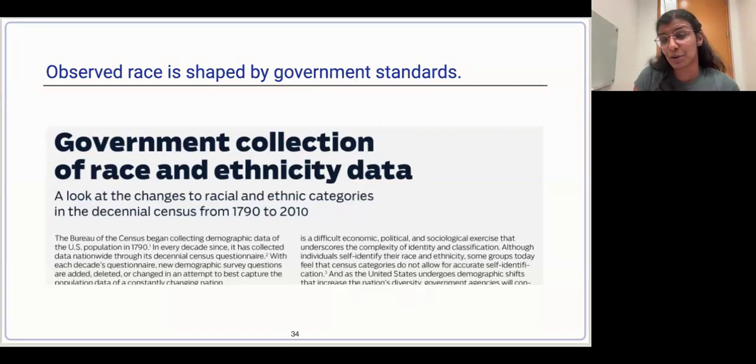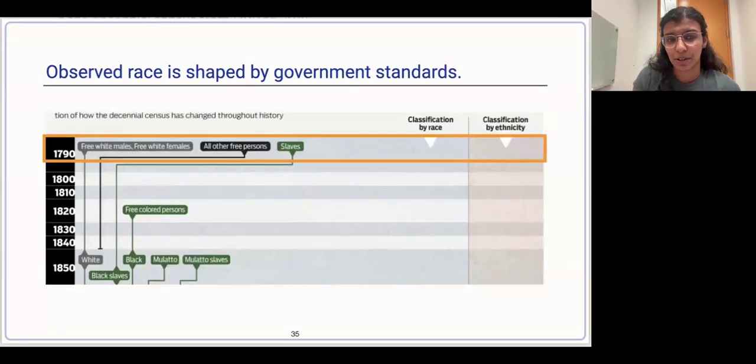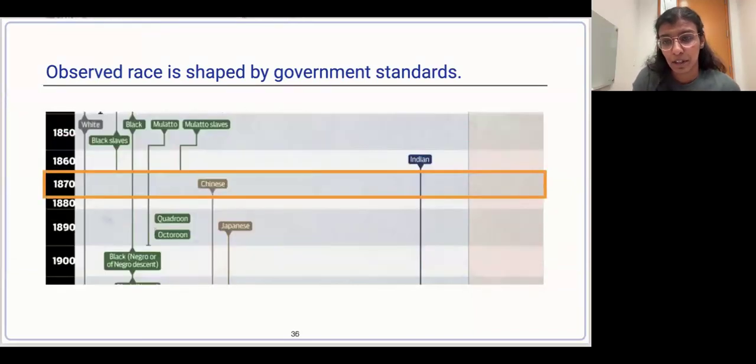And these categories are often designed to reflect current economic and social values. So race categories in their first instantiation reflected the economic interests of tracking slaves and free people. If you jump forward to 1870, the census introduced a race category for a small but growing population of Chinese immigrants.